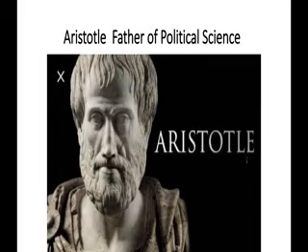Next, Kautilya's work on economics, the Arthashastra, also has more information about political principles. But Aristotle is known as the father of political science because he has contributed to its growth and development.